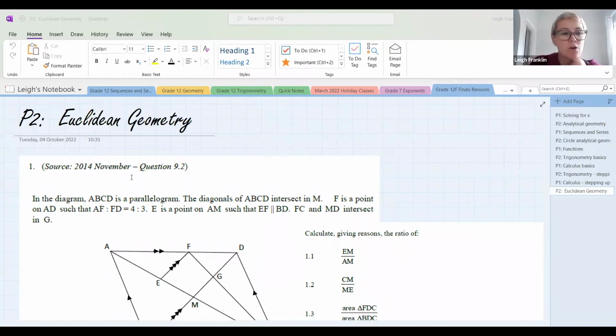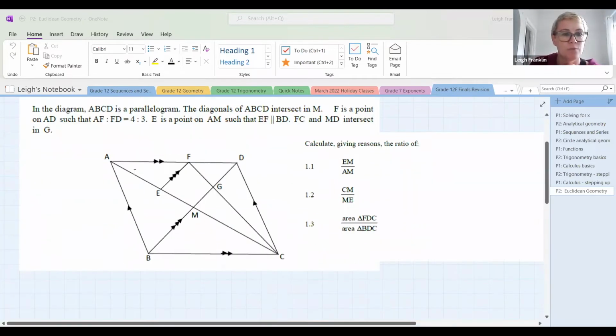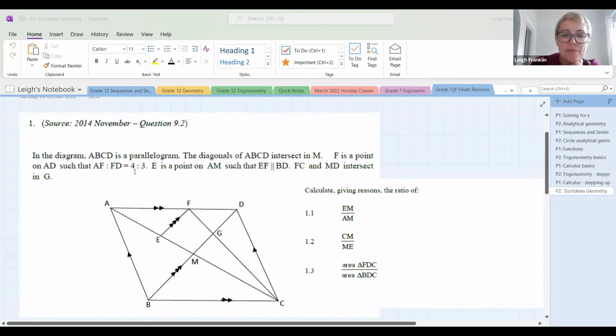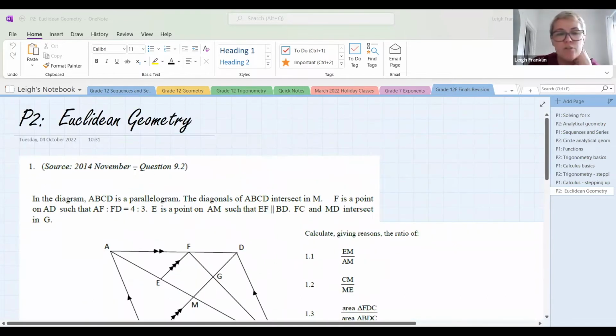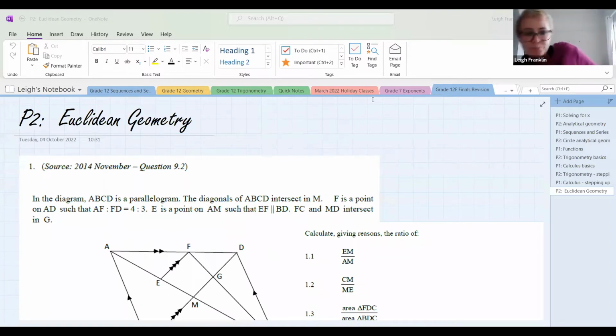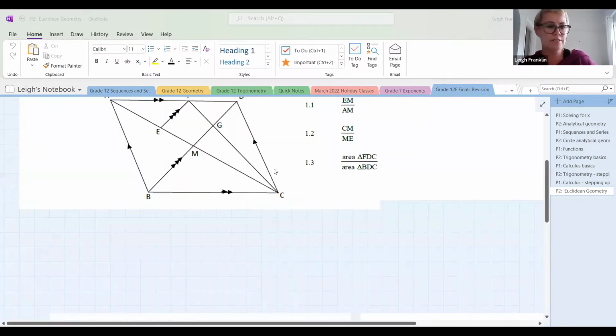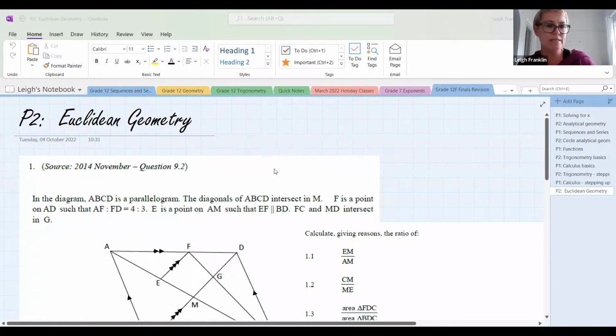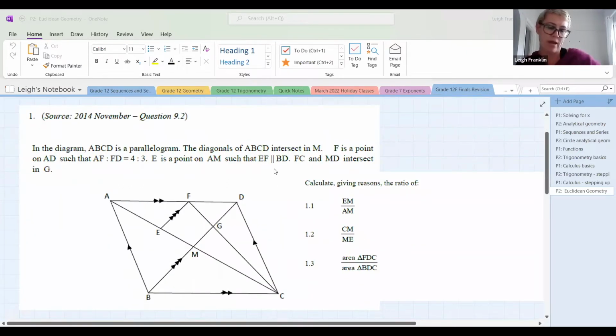Both of these are exam questions. The first one came out of November 2014, but this is something that does get asked, especially where they ask you to calculate the area of one triangle over the area of another triangle. So I want to do these questions with you. The first thing they tell us is that ABCD is a parallelogram. That's going to become important to us.